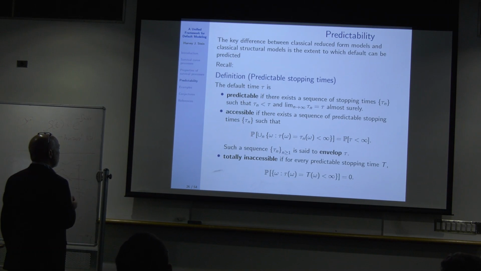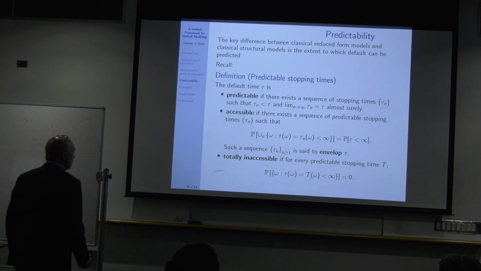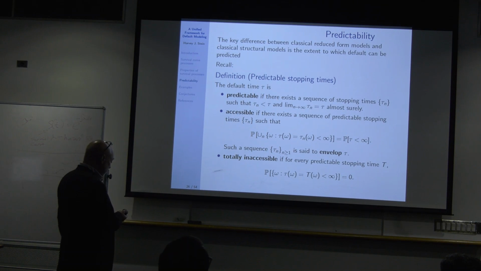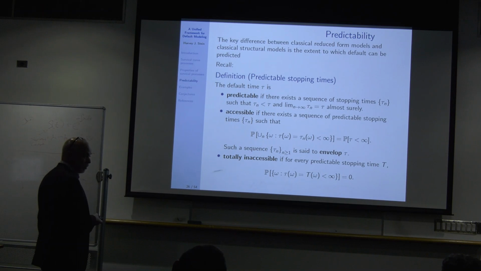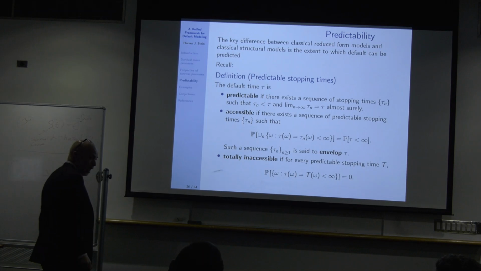Okay, so let's get on to predictability. The key difference between the reduced form and the structural models is predictability, so let's define that and look into it a little bit. A stopping time is predictable if there's a sequence of stopping times that converge to it from below. This is called an announcing sequence. You know that if tau of million is stopped, you're pretty sure you're getting close to a default.